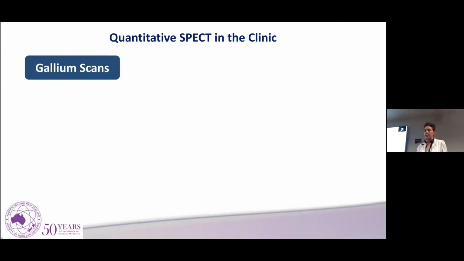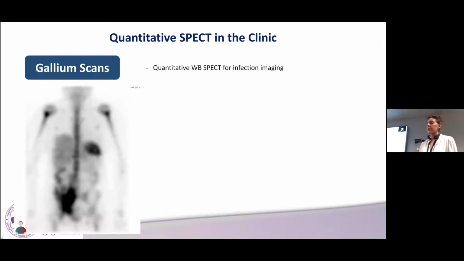Another area that will most likely benefit from quantitative SPECT in the clinic is that of gallium scans. Certainly a whole body quantitative SPECT CT on infection imaging I think could be very useful. How we actually interpret those quantitative uptake values is a question that's still to be answered and would certainly have to be explored before we look at using those metrics for patient management.